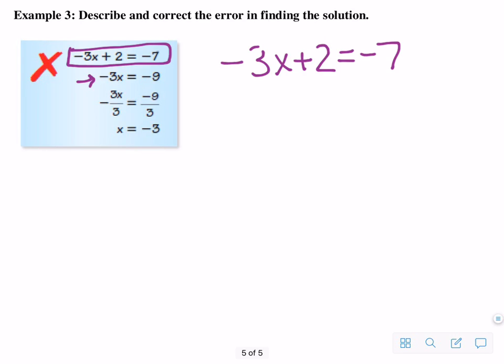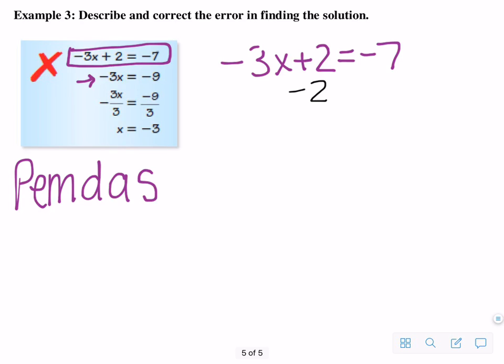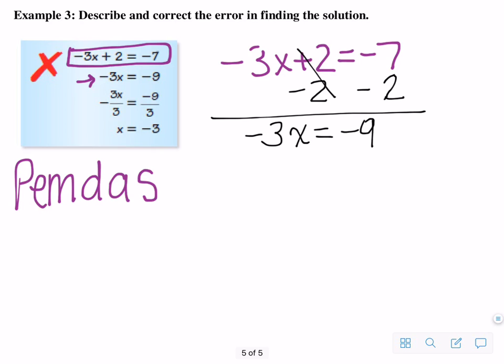Okay, so our problem is negative 3x plus 2 equals negative 7. So remember, we are just doing PEMDAS backwards. So do we have any subtraction? Nope. Do we have any addition? Yeah, that positive 2. So subtract 2 from each side, like so. And we're left with negative 3x equals negative 9. Is that what they got here? Yeah. So that step's not bad. So we have to continue on.